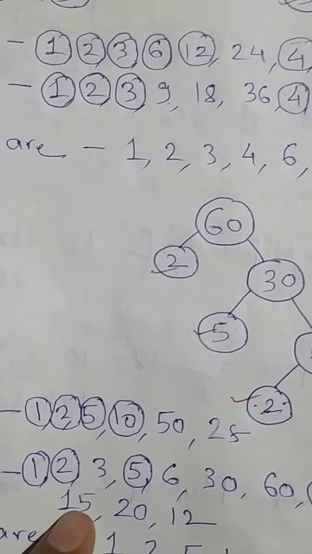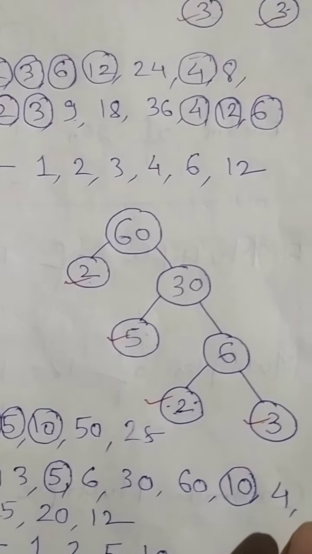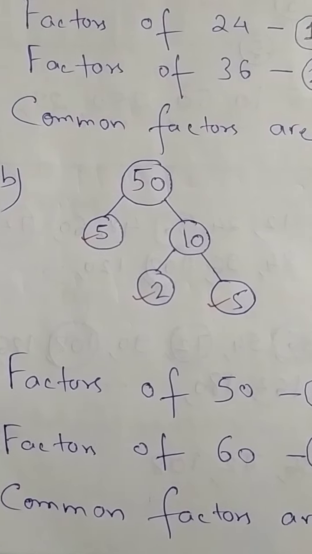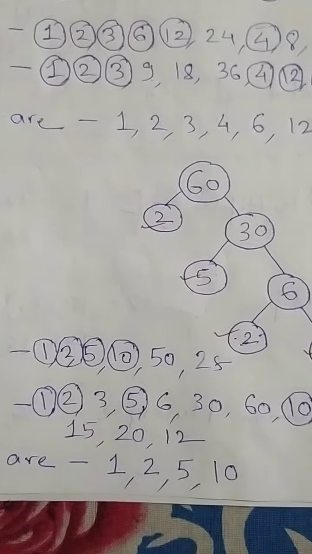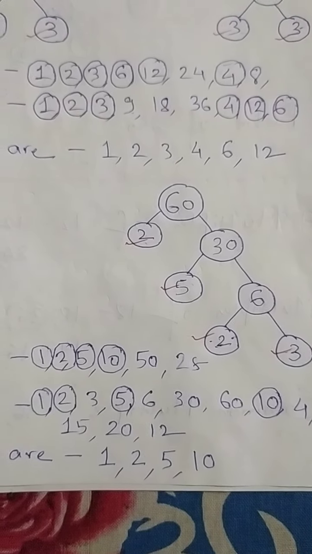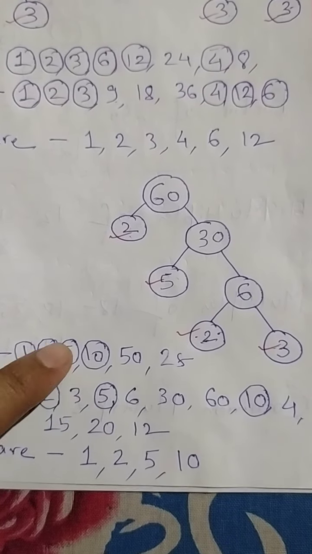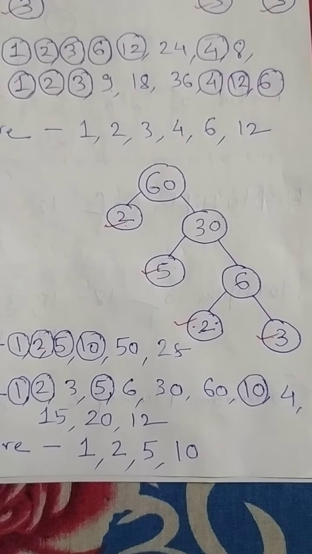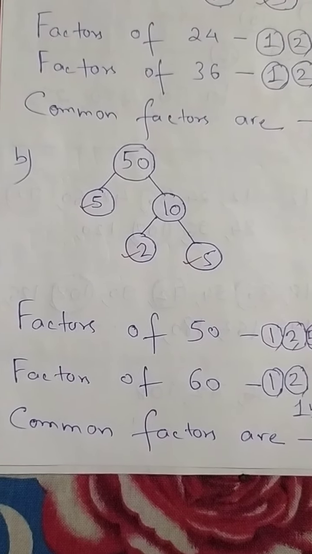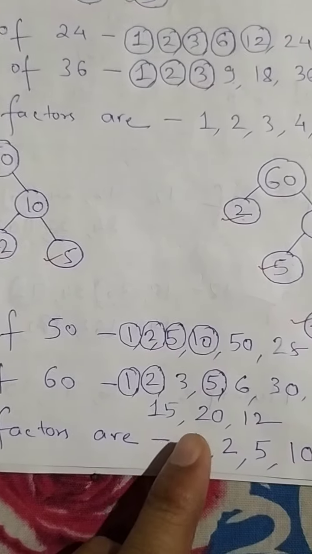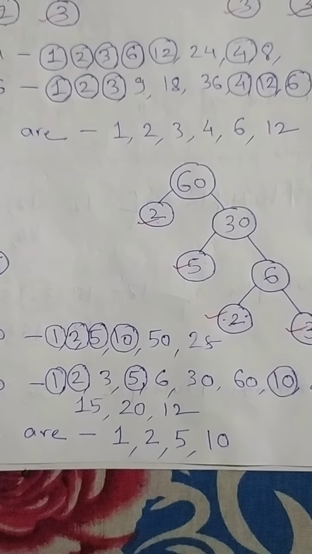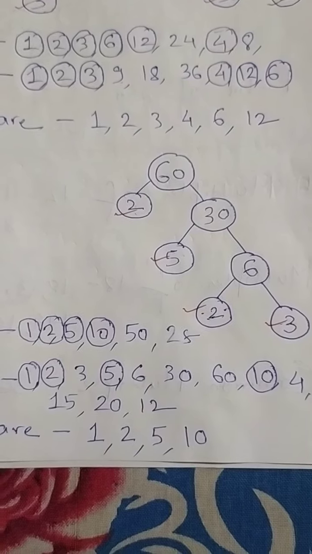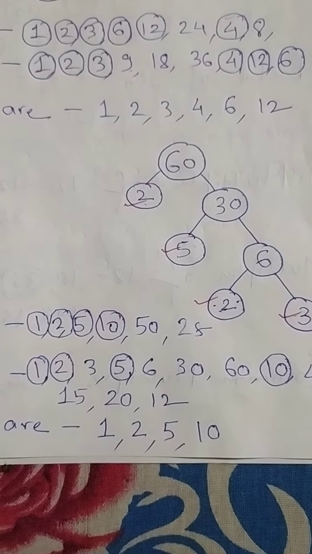So what are all the factors? 1, 2, 3, 5, 6, 30, 60, 10, 4, 15, 20 and 12. These are the factors of 60. Okay. Now what are the common factors? We have 1, 2, we have 5, we have 10. These are the common factors. So common factors are 1, 2, 5 and 10. Okay. So in this way, first you have to find out all the factors, then you have to circle the common factors.